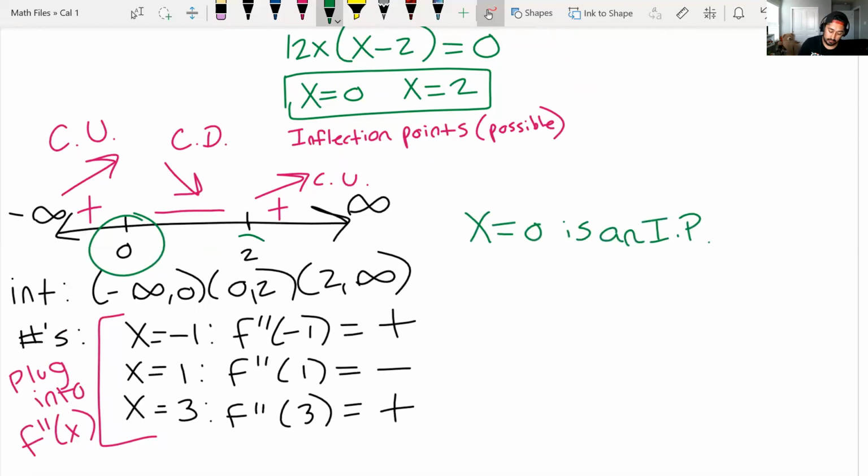And then let's look at 2. Did concavity change at 2? We went concave down to concave up, which means did concavity change? Yes, which means x equals 2 is also an inflection point.